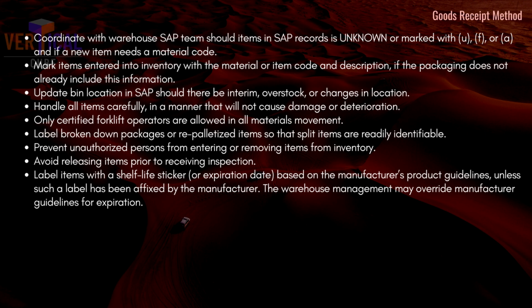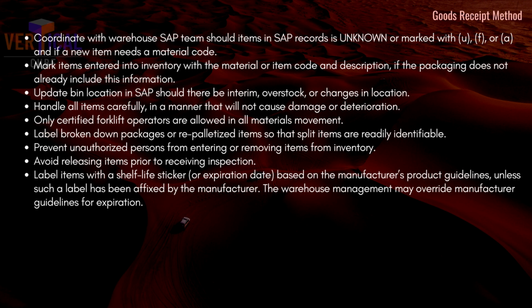1.16 Update bin location in SAP should there be interim, overstock, or changes in location. 1.17 Handle all items carefully, in a manner that will not cause damage or deterioration. 1.17.1 Only certified forklift operators are allowed in all materials movement. 1.18 Label broken down packages or repalletized items so that split items are readily identifiable.